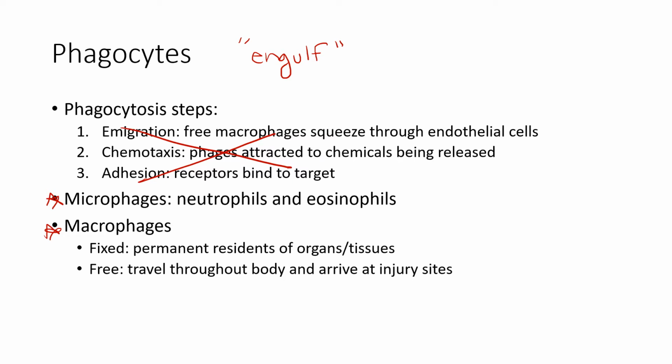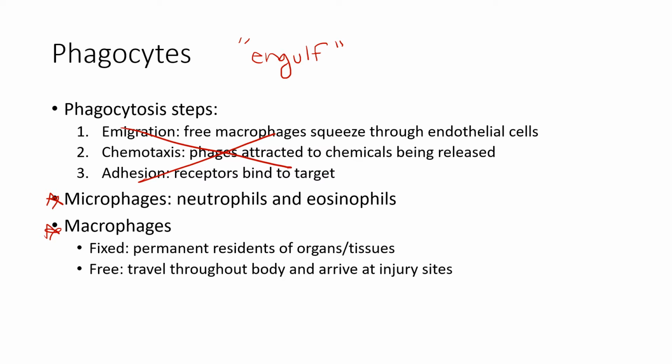Microphages are going to include a few friends that we've talked about before, neutrophils and eosinophils, so those various types of white blood cells. If you need to go back to the cardiovascular system when we talked about blood to know what they do, please refresh your memory on that.